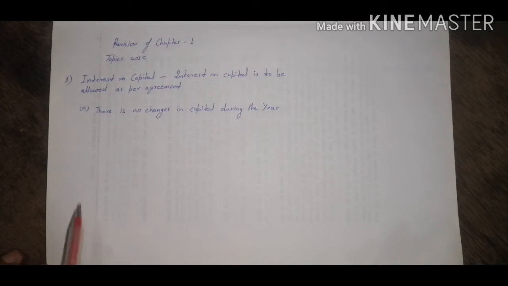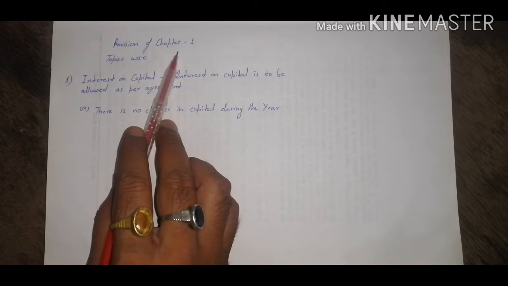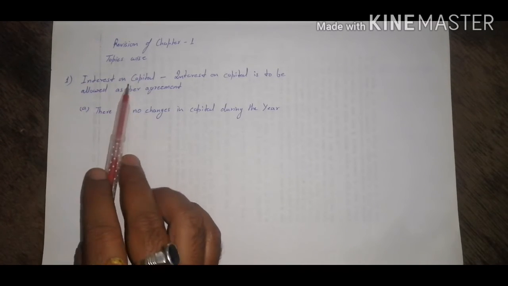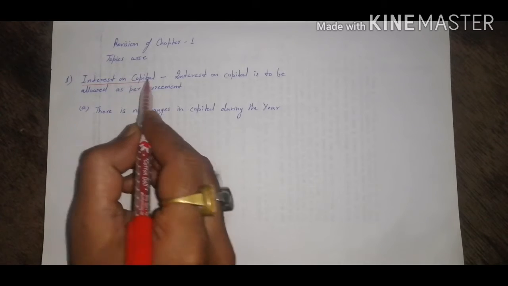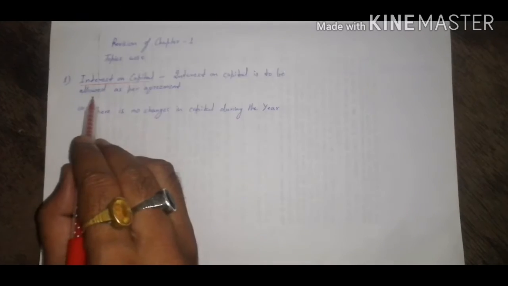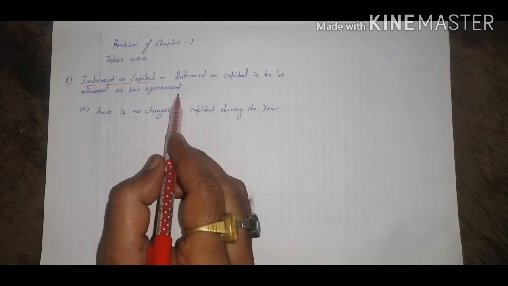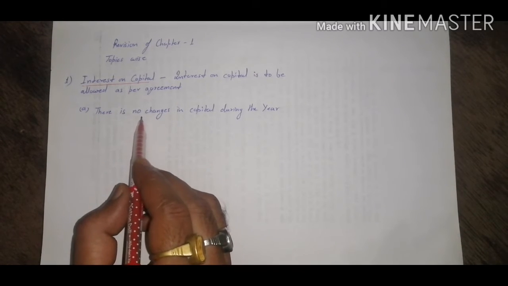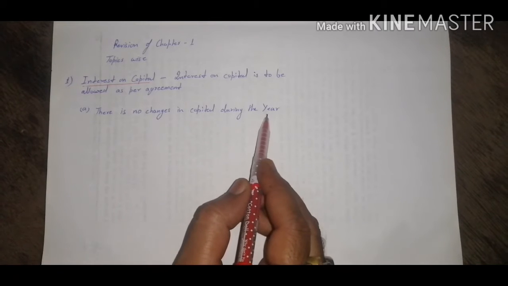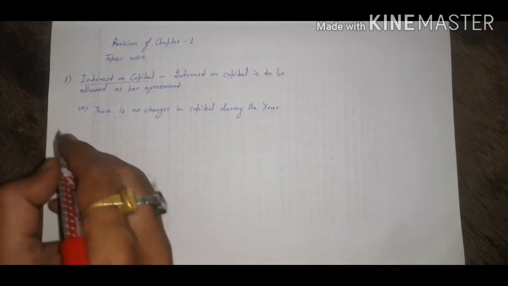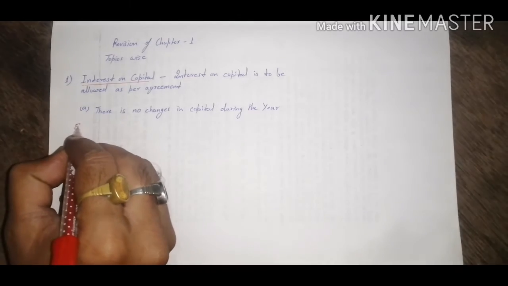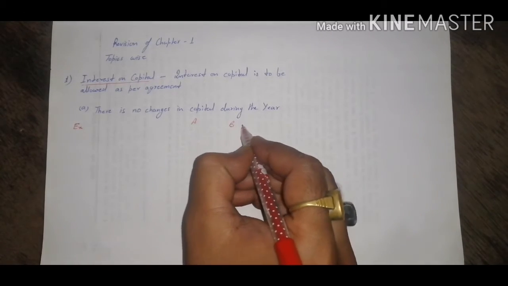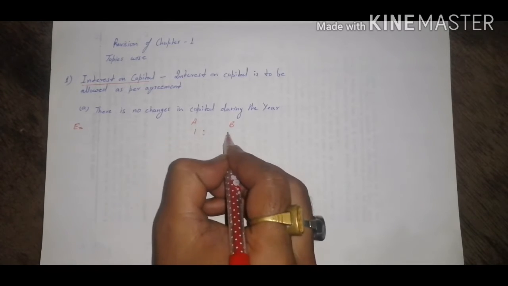Dear student, now revision of chapter 1 according to topic wise. First, interest on capital. Interest on capital is to be allowed as per agreement. There is no change in capital during the year. For example, A and B are partners in equal proportion, 1:1.